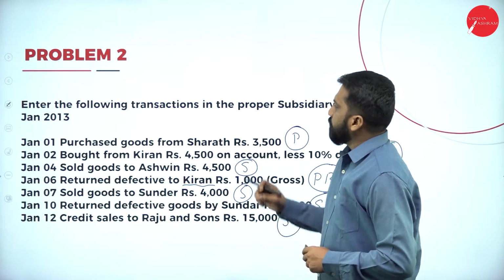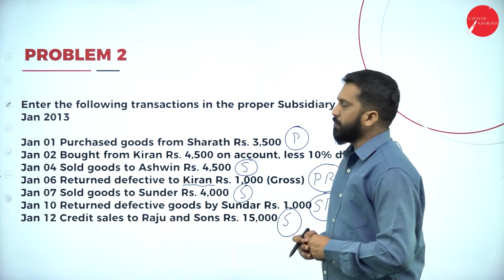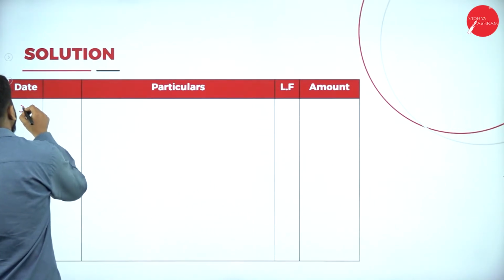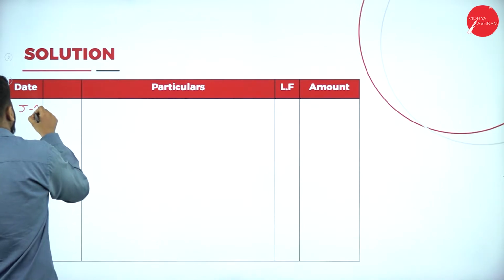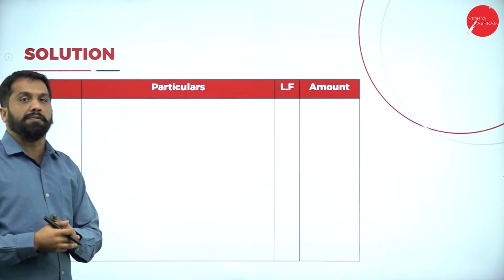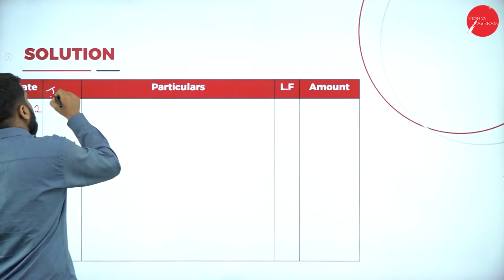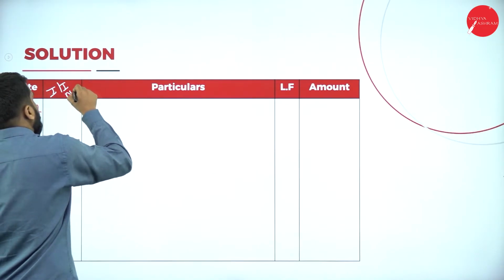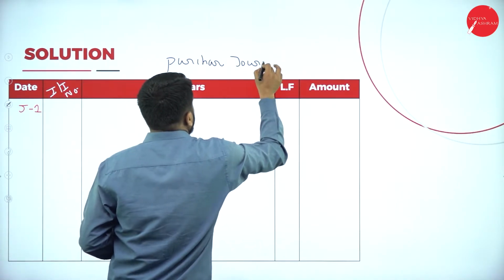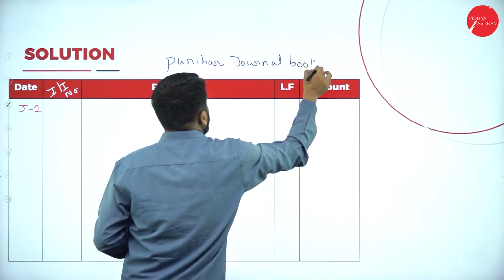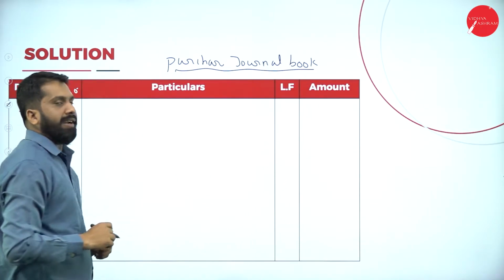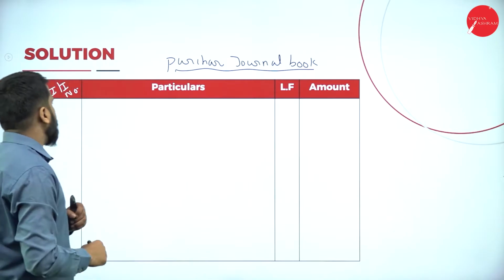Now, as per this, January 1st, purchase goods from Sharath. Before that, remember, we are doing which account? Purchase account. What we should write? We should write inward invoice number. So we should write purchase journal book. This is very important. We have to mention purchase book is enough, or else you can write purchase journal book.